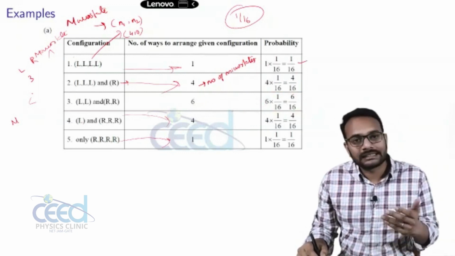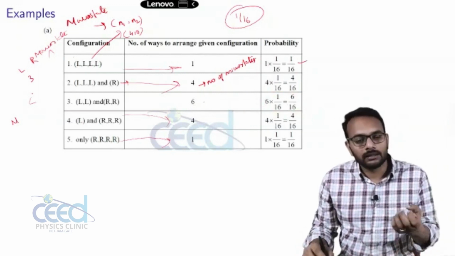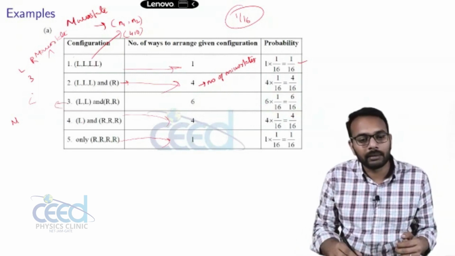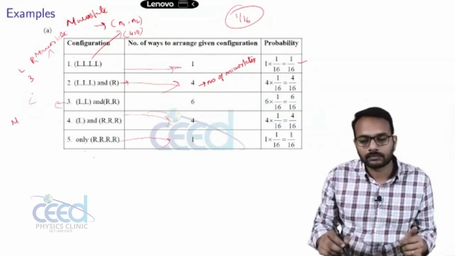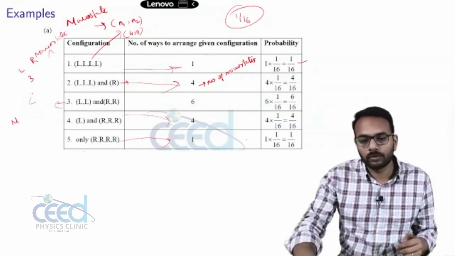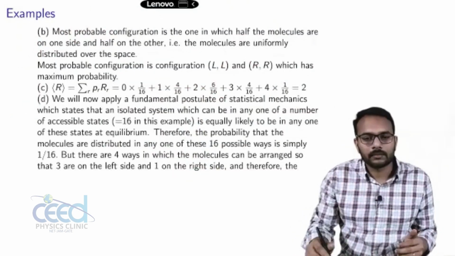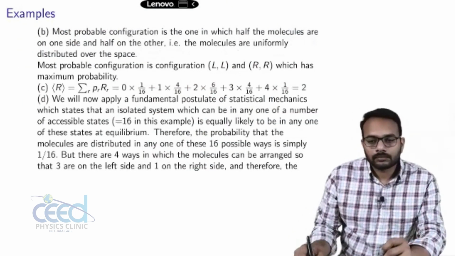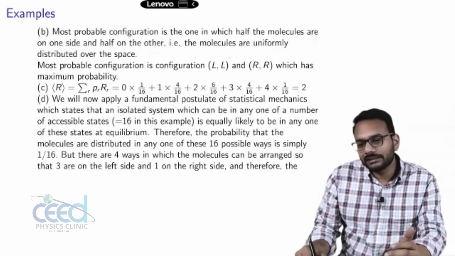6 out of 16 times you will see that the system that you picked, the ensemble that you picked, is in this particular configuration. So this is the most probable microstate or most probable configuration. You know that this corresponds to equilibrium.